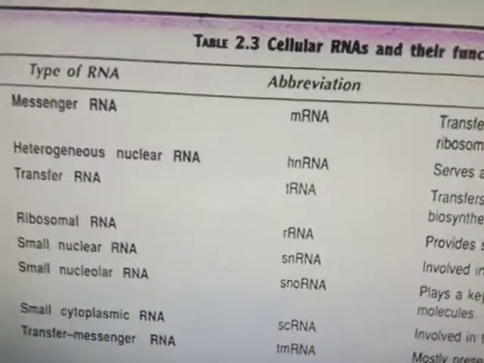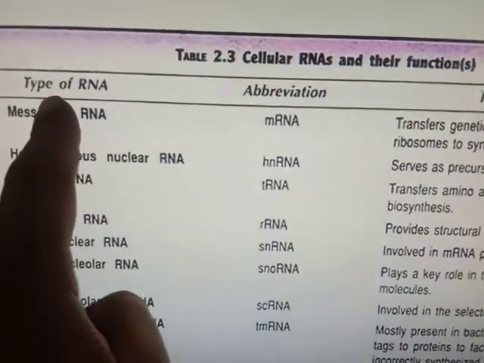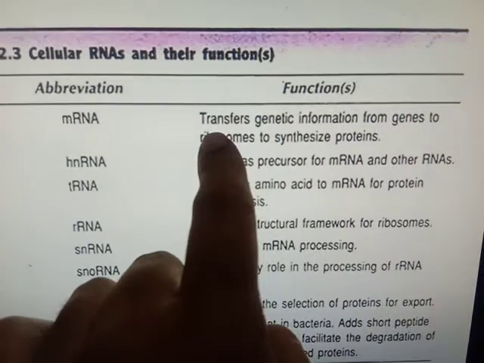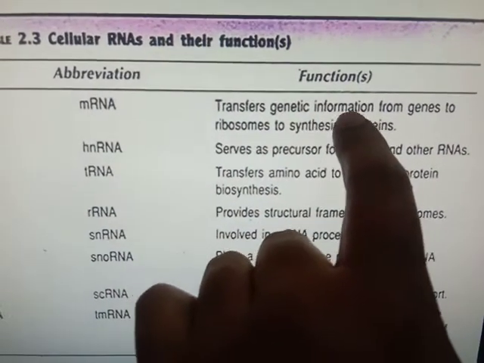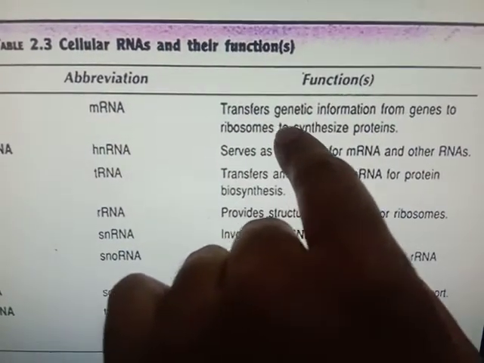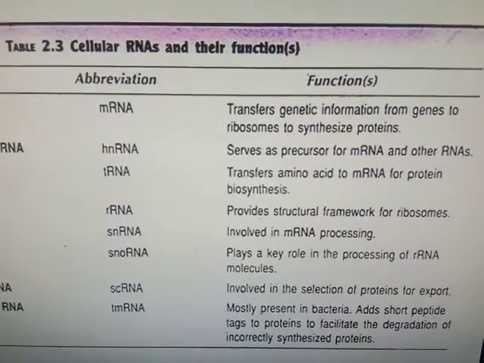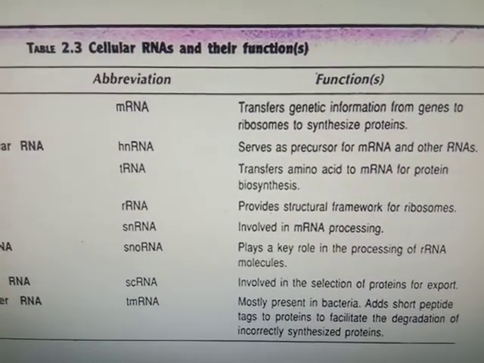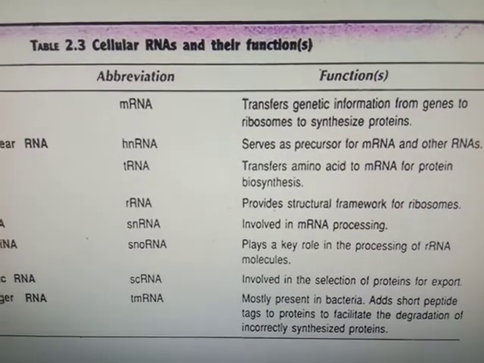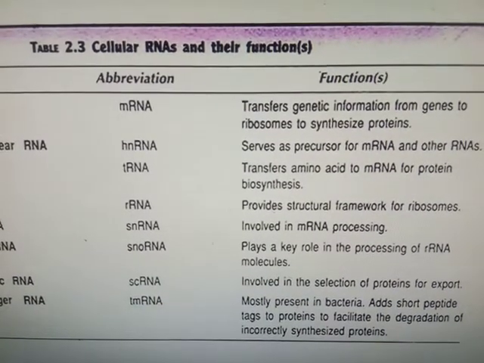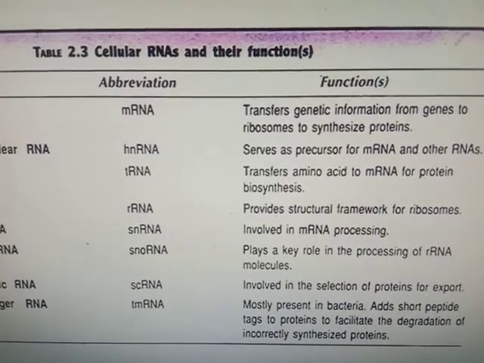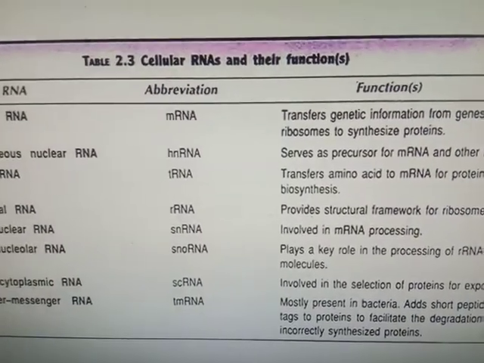So in the table, first is messenger RNA, also called mRNA. It is involved in transfer of genetic information from gene to ribosome to synthesize protein. Means from the gene during transcription, mRNA is synthesized, then mRNA is transferred to the ribosome, where the ribosome binds to that mRNA, and then through the transfer RNA, protein synthesis takes place.